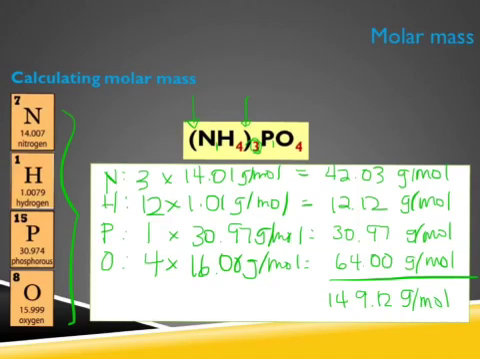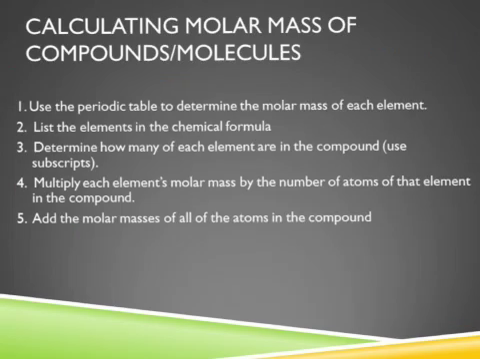I hope this is making sense on how to calculate molar mass. And so, I just wanted to summarize it again. The first step is you're going to use a periodic table to determine the molar mass of each element. Then you're going to list the chemical elements in the chemical formula. Then determine how many of each element are in the compound. And then you're going to multiply each element's molar mass by the number of atoms in the compound. And then take the sum. And with that said, this is how you calculate molar mass and what a mole represents.